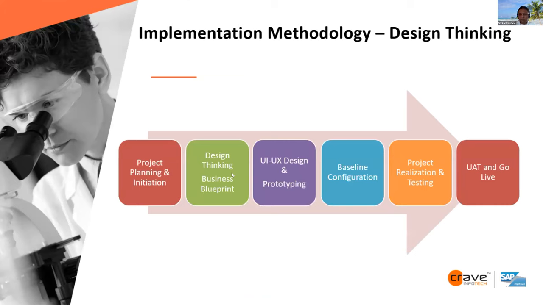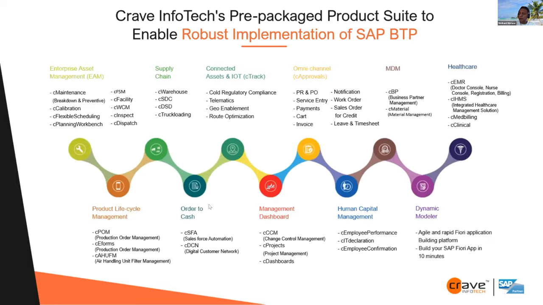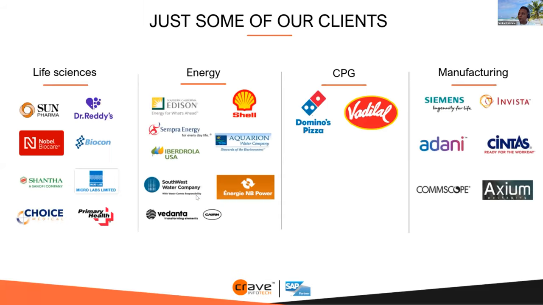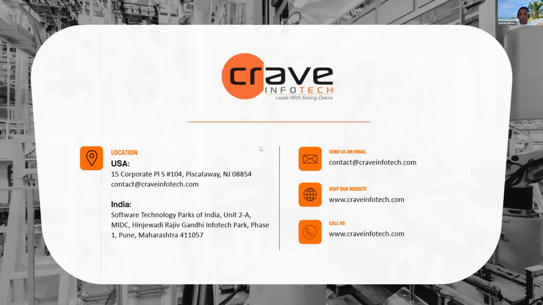This is our methodology, slightly different than what you deal with in other organizations. We bring the design thinking process into our implementation methodology. Finally, this is the list of all of our apps on the App Store, 20 plus apps with sub apps, so a total of 50 plus apps, listed in EAM, product lifecycle management, supply chain, order to cash, and so forth. With that list of our customers in life sciences, energy, CPG, and manufacturing, we'll open up for questions.